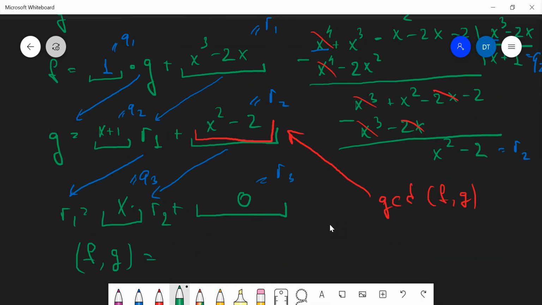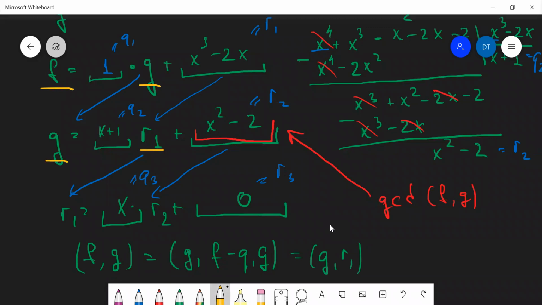The claim was that the GCD of f and g is the same as the GCD of g and f minus q1g. And f minus q1g is just R1. So the GCD of this pair is exactly the same as the GCD of this pair. That follows from the claim from the lecture. Then the GCD of this pair is exactly the same as the GCD of this pair. But in this case, you see R1 is divisible by R2. So the GCD of these two is this one. And this is exactly the last non-zero remainder.